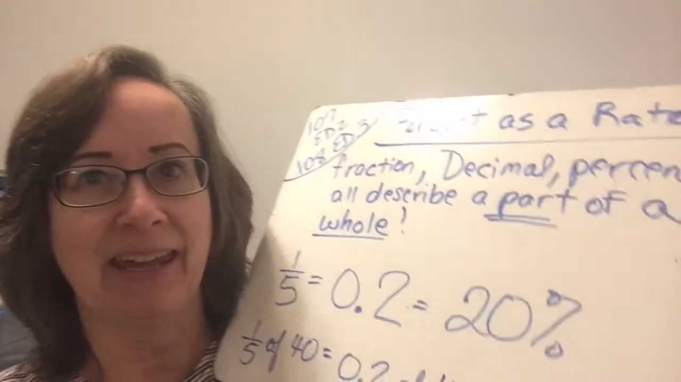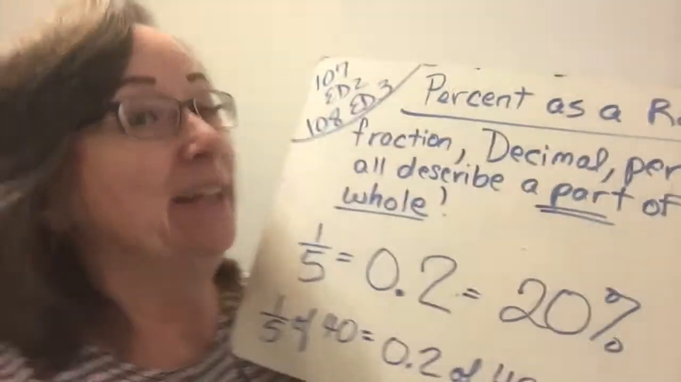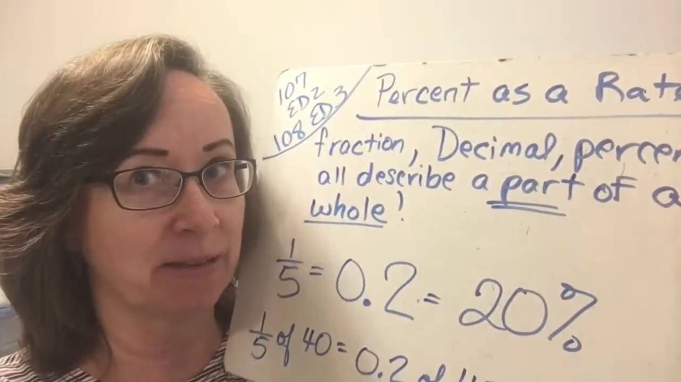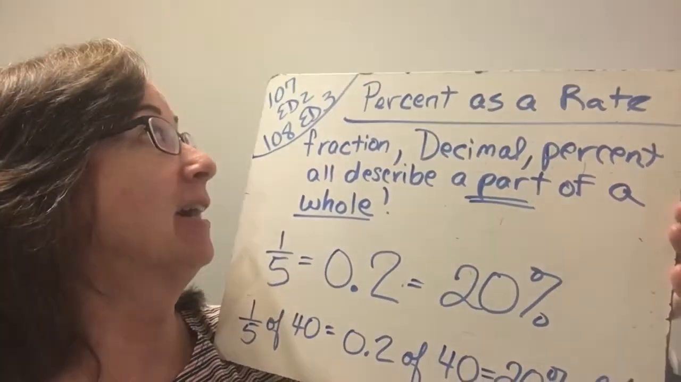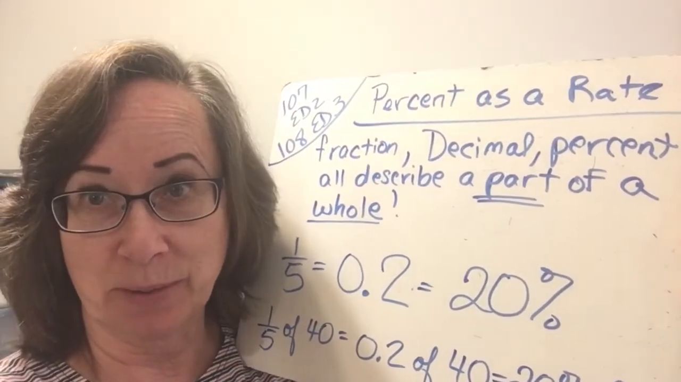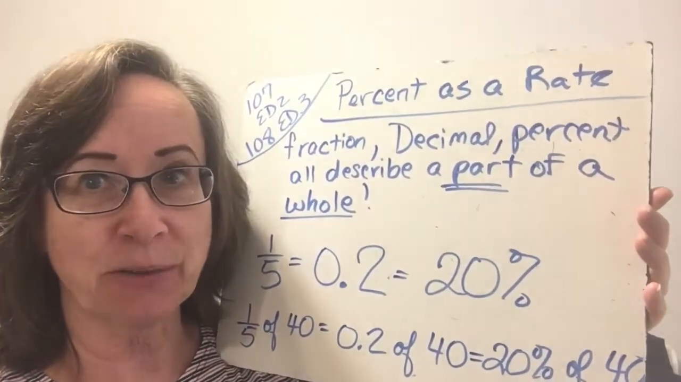And today, we're working on lesson 107 in our edition 2 Saxon Blue book, or lesson 108 in our edition 3 Saxon Blue book, depending on which one you're in. We're talking about percent as a rate.